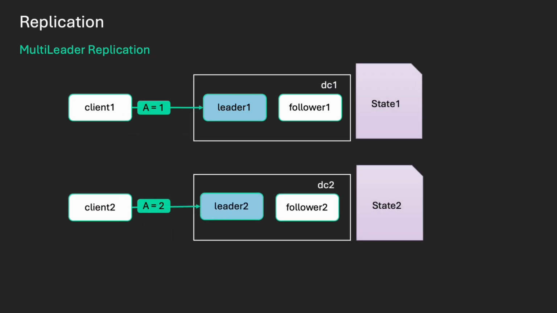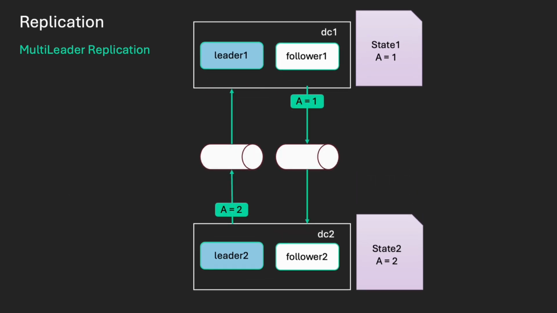Let's consider an example of a conflict. Suppose two clients in different data centers write different values for the same state at the same time. The leaders asynchronously synchronize data through a queue, where each leader pushes its changes. When both leaders consume data from the queue, they each receive a different value for the same state. If they apply these changes without any conflict resolution, both data centers will end up with inconsistent data.